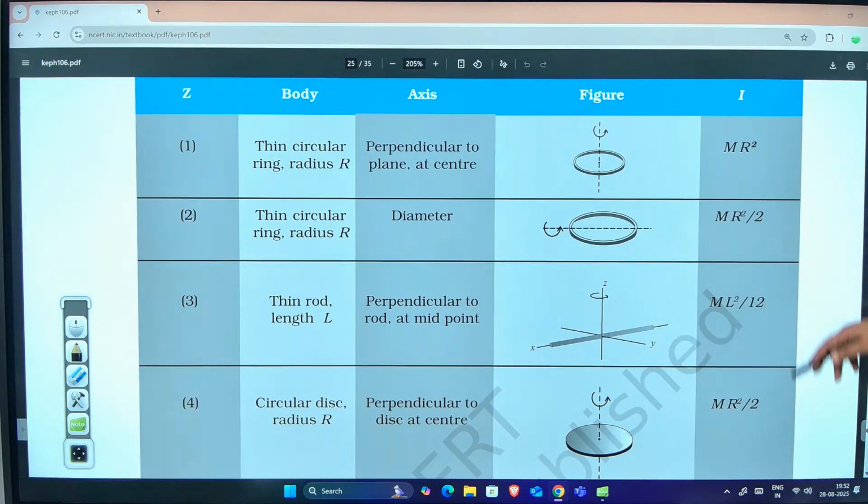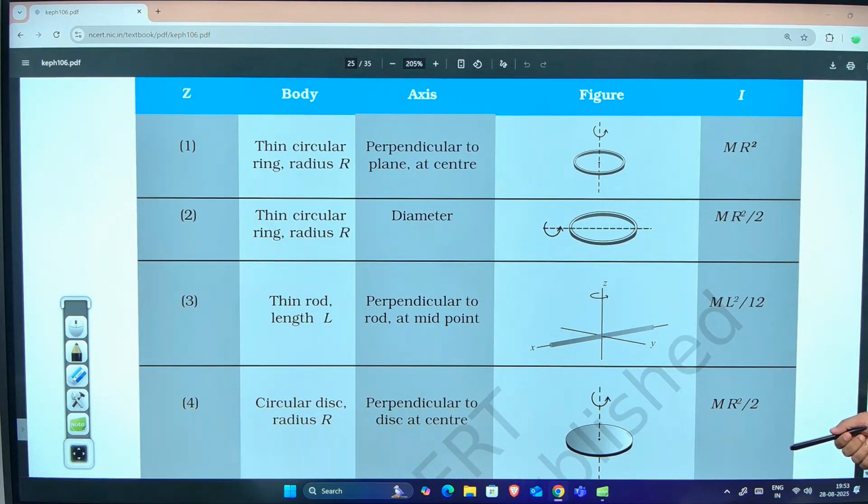Have you written for these 3? MR square, ML square by 12, MR square by 2. Can I go below? One, 2 and 4 is compulsory, third is optional. If you want to write, you can write. I don't have any problem in that.